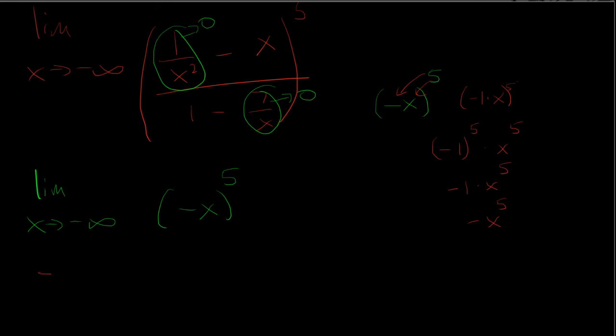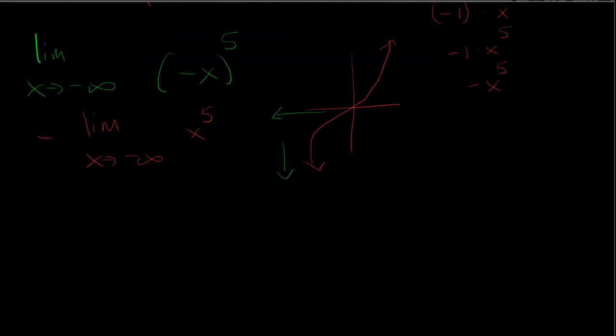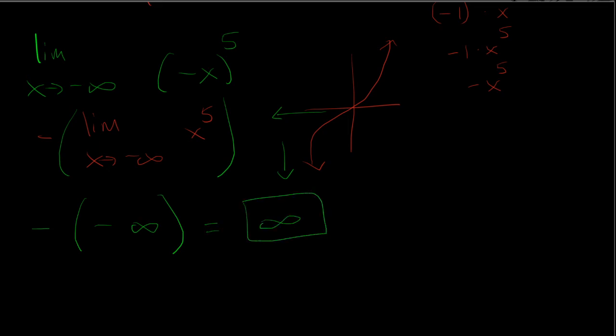So we can have negative, now the limit as x approaches negative infinity of x to the 5th. We know x to the 5th looks like x cubed, something like that. As x goes to negative infinity, if we move along this way, y goes down to negative infinity. So I have negative. Now this limit inside, we said it goes to negative infinity. So 2 negatives will make me a positive. So my limit goes to infinity.